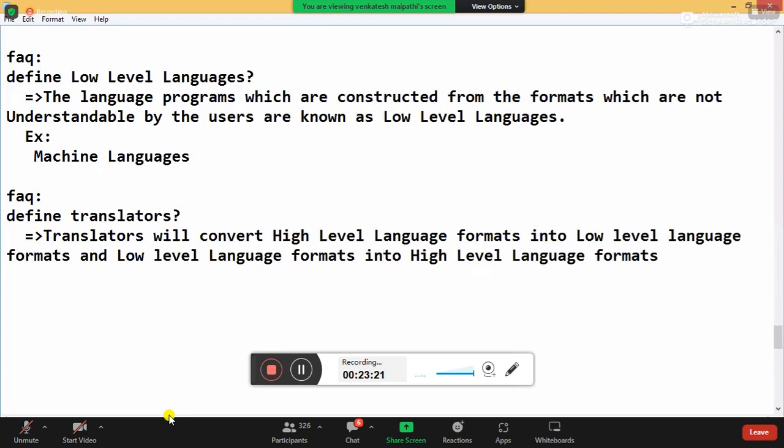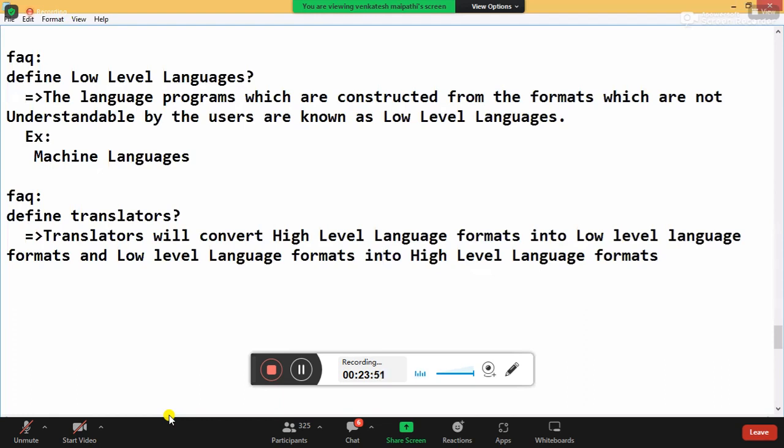When you don't know a language, say I went to a new state like Tamil Nadu, I know Telugu or English, but they know Tamil. I am unable to speak it, so I'll take the support of a translator. A translator has to take from the Tamil and convert to Telugu, and convert vice versa too. That's called a translator. Two-way. High level to low level to high level.